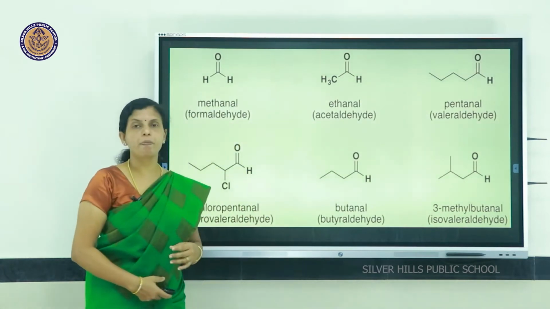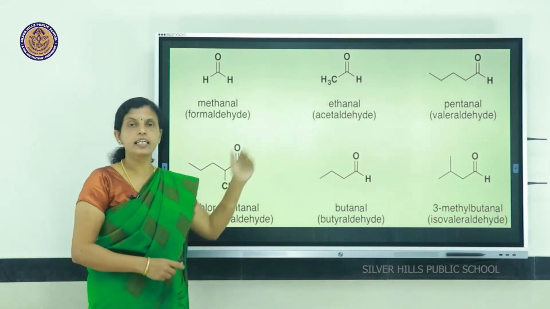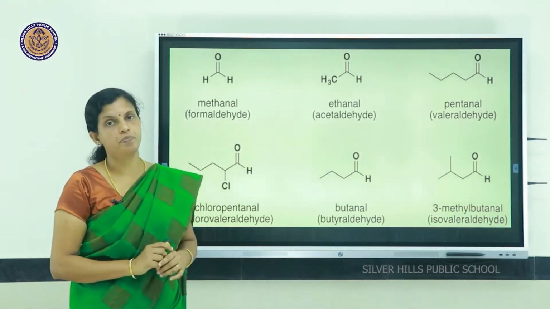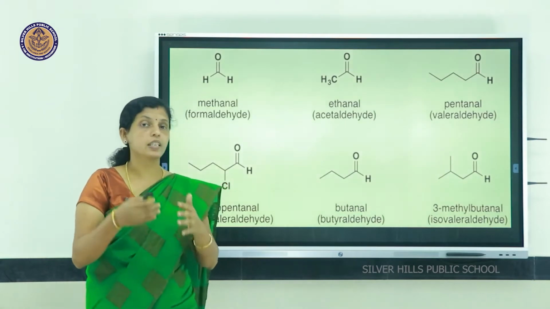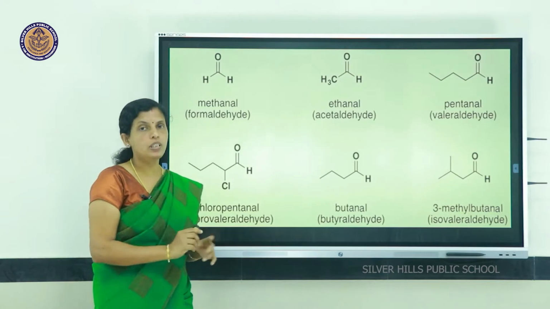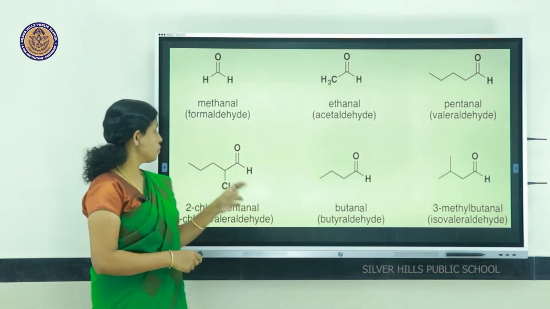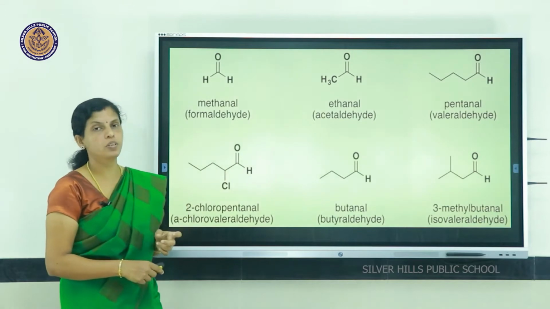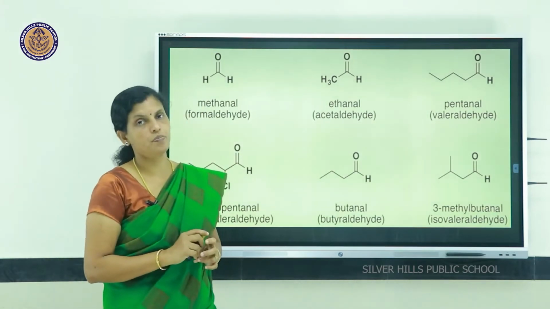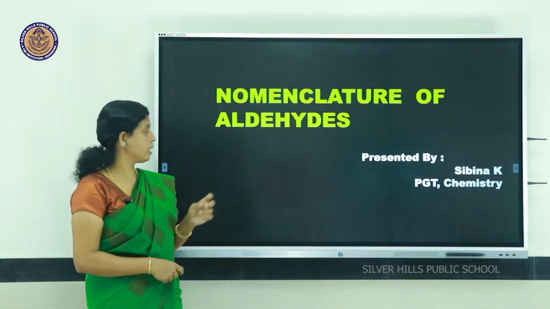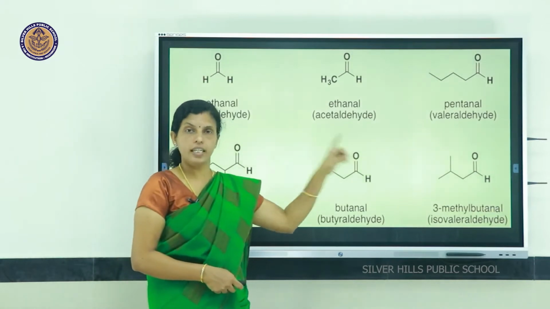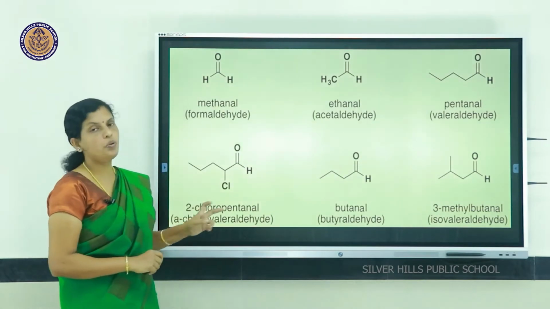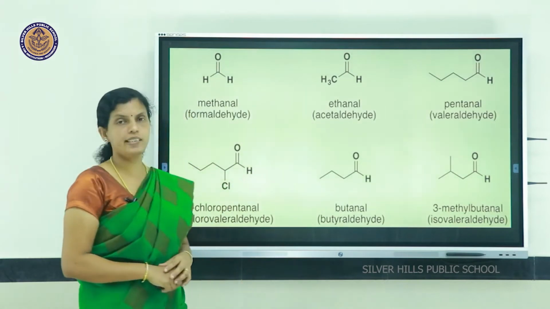Let us consider another example, but here there is a difference. Other than the aldehyde, there is a chlorine group, and the chlorine group is present on the second carbon. When we consider the priority order, aldehyde has more priority compared to chlorine. So, the CHO carbon should be the first carbon, and the carbon bearing chlorine will get the second position. So, the name of this compound is 2-chloropentanal, and pentanal is valeraldehyde. So, if there is a chlorine on the second carbon, the common name of this compound is 2-chlorovaleraldehyde.